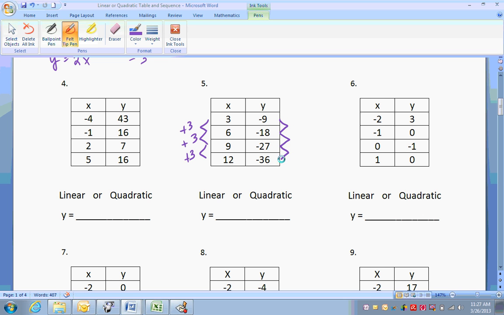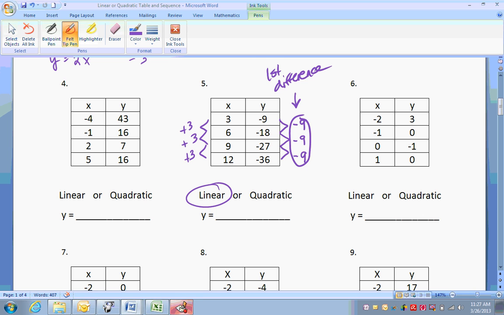Our y values, on the other hand, are to get from negative 9 to negative 18, we subtract 9. To get from negative 18 to negative 27, we subtract 9. And to get from negative 27 to negative 36, we subtract 9. Well, if you notice, that's our first difference. So the first difference is all the same. So therefore it is linear.